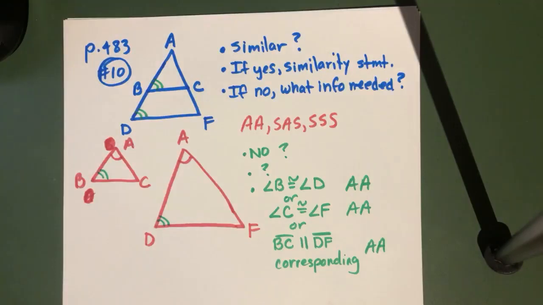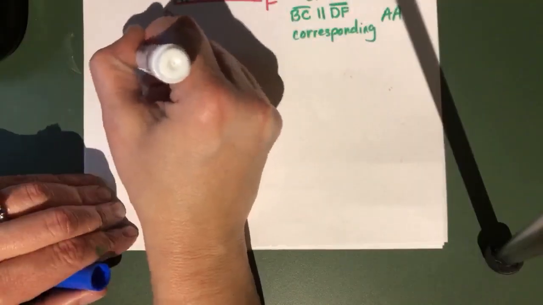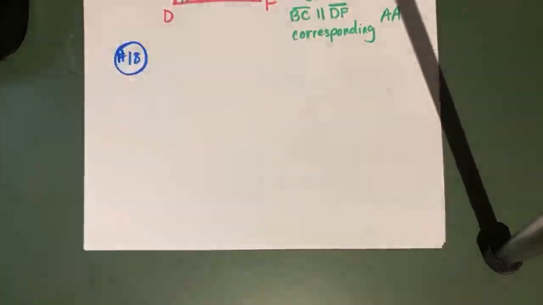Okay, so let me pick another one. Moving right along the chain here. Let's see here. Let's do 18. That's nasty. Ooh, that's a nasty one. So let's look at 18. So now I'm going to do number 18. Okay. We're still on page 483. Number 18 says identify the similar triangles and then find the measures.